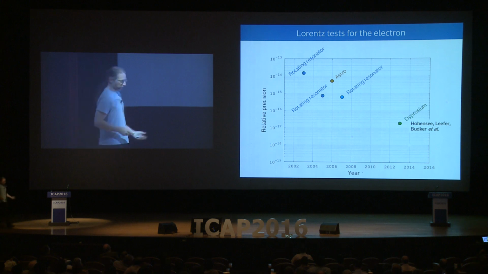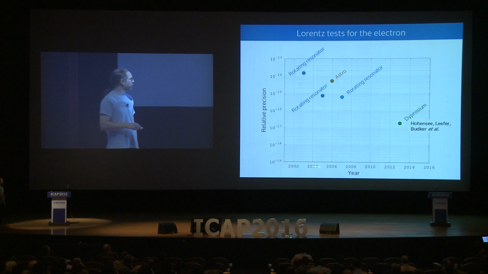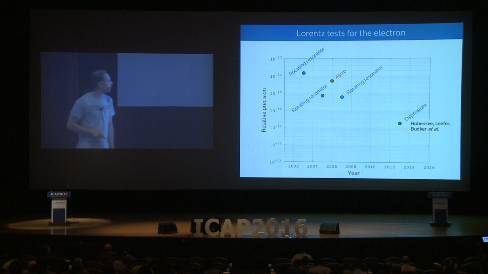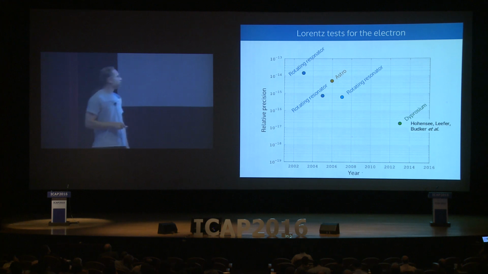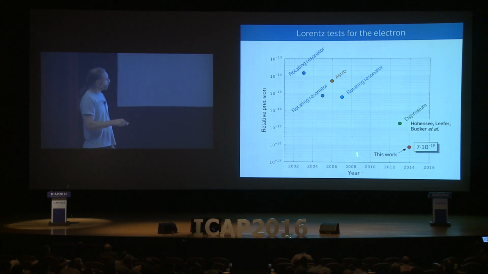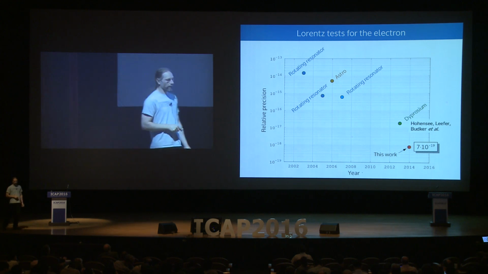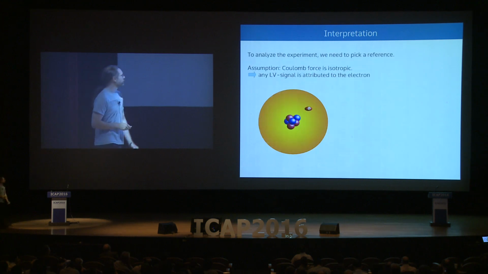So what does that mean? Here is a plot of previous Lorentz invariance tests for electrons, relative precision. There were some from rotating resonator or cavity experiments, where you can also derive a bound. The best bound was the dysprosium experiment Dima mentioned before, at just a little bit above 10 to the minus 17. The work I just presented improved on that bound by a little bit more than an order of magnitude, using this trick of a decoherence-free subspace, essentially.